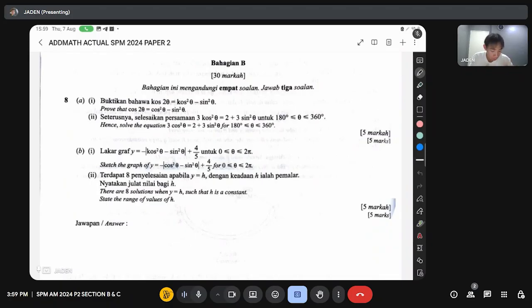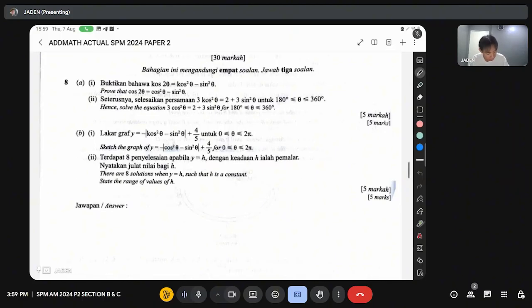Okay, we will start with question 8A1. Prove that cos 2 theta equal to cos square theta minus sine square theta. Okay, now, how do we prove this? Let me write down A1.